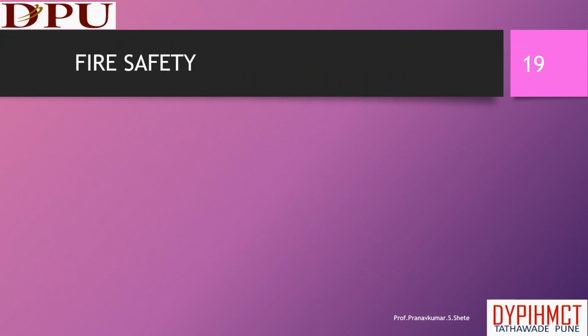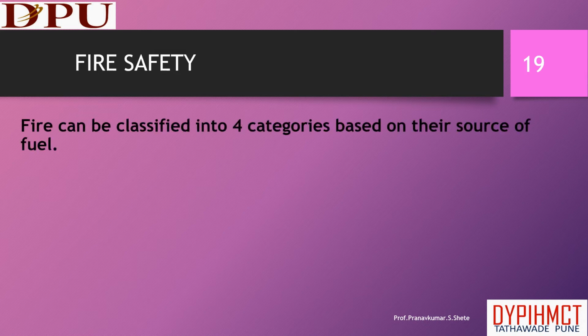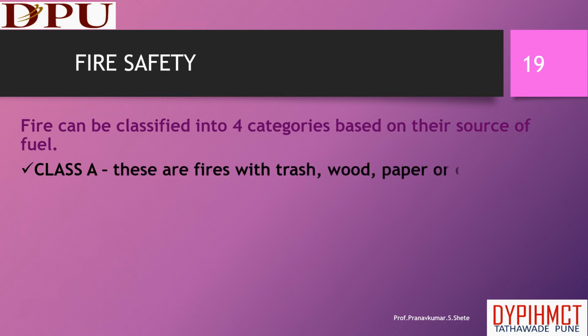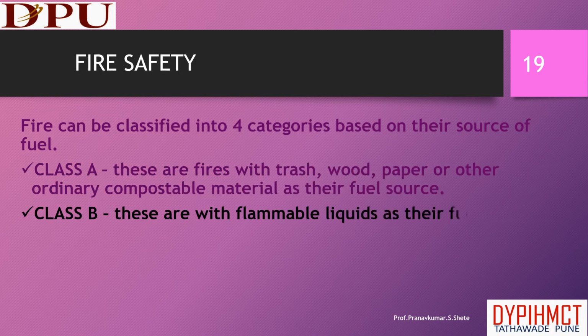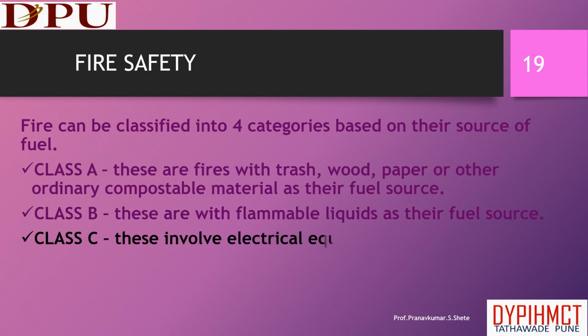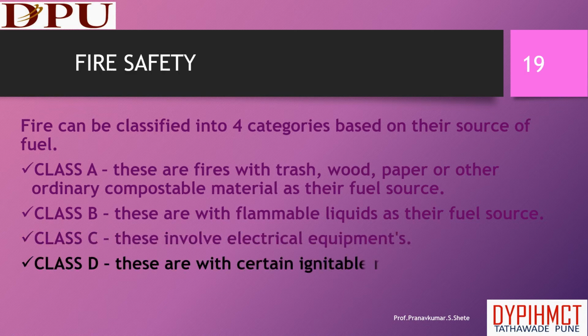Fire safety. Fire can be classified into 4 categories based on their source of fuel. Class A, these are fires with trash, wood, paper, or other ordinary combustible material as their fuel source. Class B, these are with flammable liquids as their fuel source. Class C, these involve electrical equipment. Class D, these are with certain ignitable metals as the fuel source.